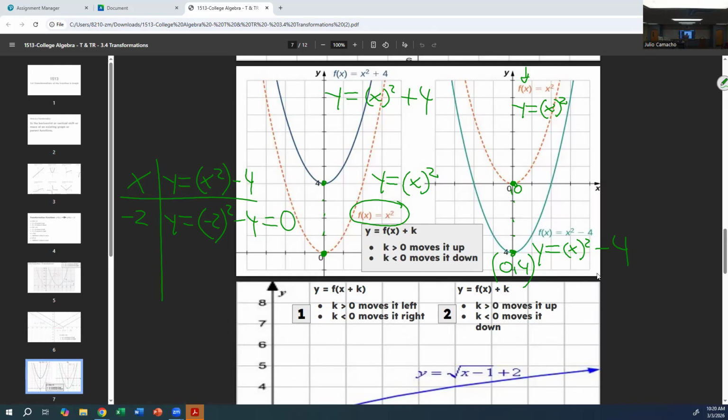Where is -2, 0? Right here. Because it's over the x-axis, it will be -2, 0. That is your x value. Remember, you input a value for x to get an output for y. So that is your y value and your x value. That is your x and that is your y value: -2, 0.